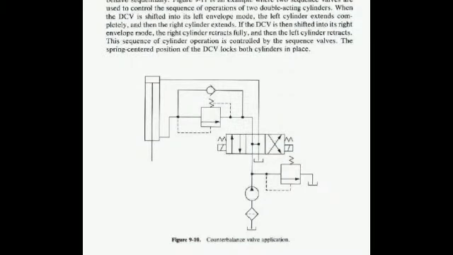So we'll start with counterbalance valve application, right? This counterbalance valve circuit diagram is used mainly to control the downward movement of the cylinder. This is the vertical cylinder we are having. In order to control its downward movement, we are using this sequence valve. Let us see how it will work.